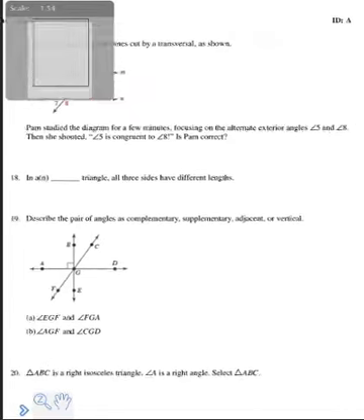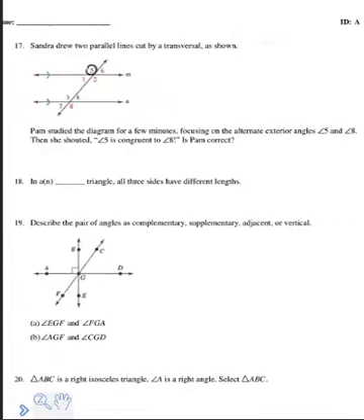So now we're trying to prove that the measure of angle 5 is congruent to the measure of angle 8, alternate exterior angles. Is Pam correct again? Instead of having this just be a yes or no, how would we show that?